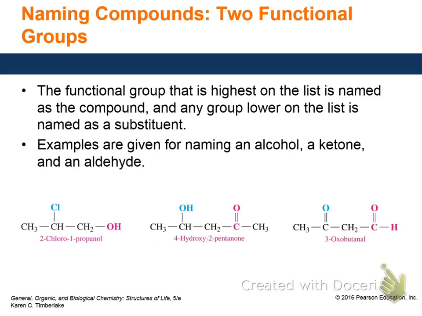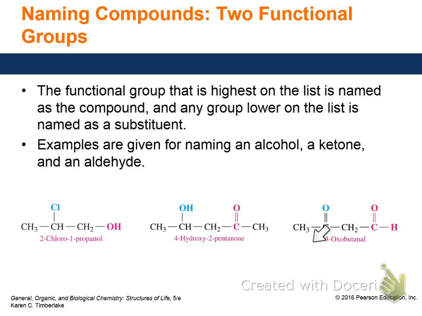Anyways. All right, so just a couple examples of two functional groups. I'm not going to do a lot of naming on these. But you'll notice this is a ketone. Ketone has priority over alcohol, so this becomes 4-hydroxy-2-pentanone. Alcohol has, of course, priority over halide, so this becomes 2-chloro-1-propanol.